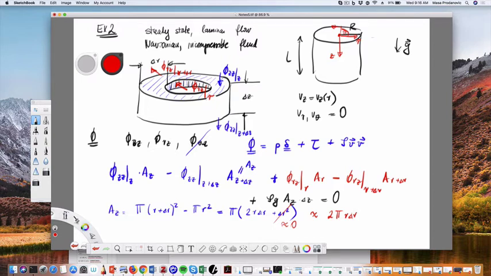And my AR is the area of this side, so it's basically this perimeter times delta Z. So it's 2pR delta Z. And AR plus delta R, well, it's the same kind of thing, just done for R plus delta R. So it's 2p(R plus delta R) delta Z.